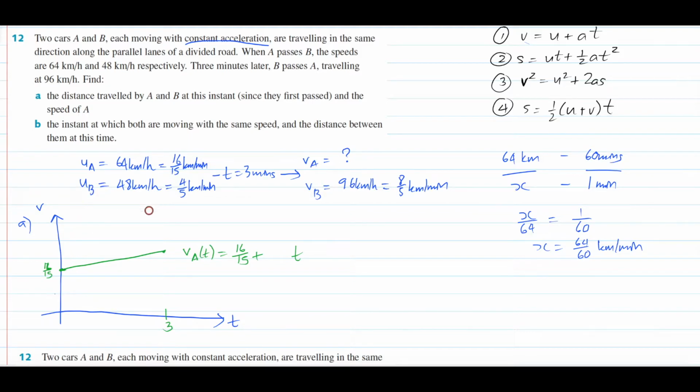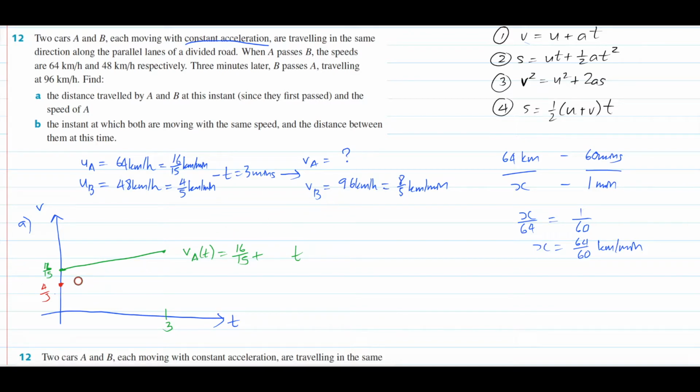So the motion for B, we start off at 4/5, or if you convert it to kilometers per hour, it's a little bit lower than 64, so maybe somewhere here. We'll call that 4/5, that's where it starts, and then it ends up at 96 km per hour, 8/5 km per minute.